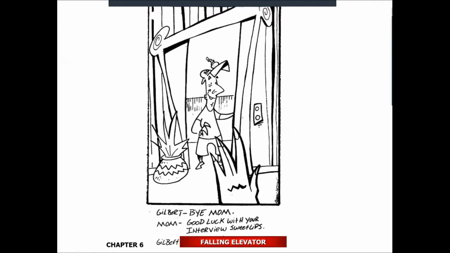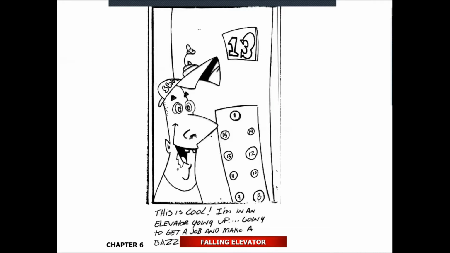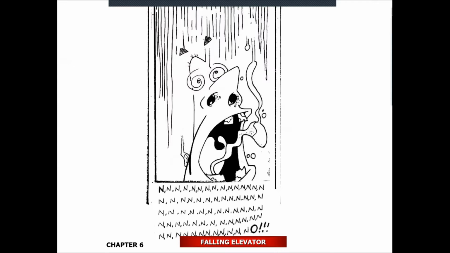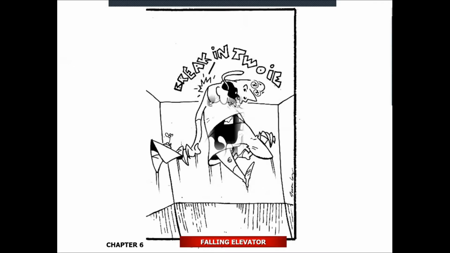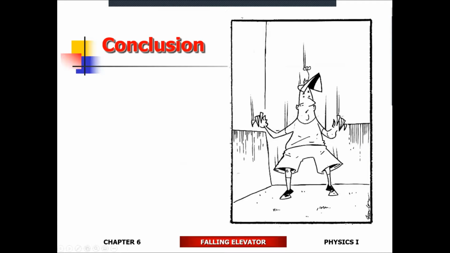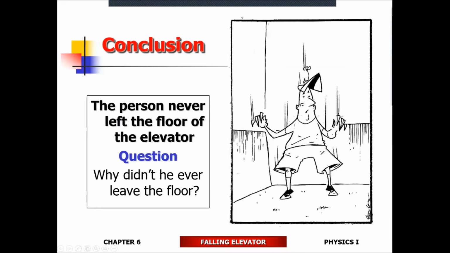Here's what most of you came up with, in essence. The guy's inside the elevator, an advanced storyboard. And so the person goes up, hits the ceiling. What goes up must come down. Either the first or the second impact is going to break his neck. The reality of it is the person remains on the floor at all times.